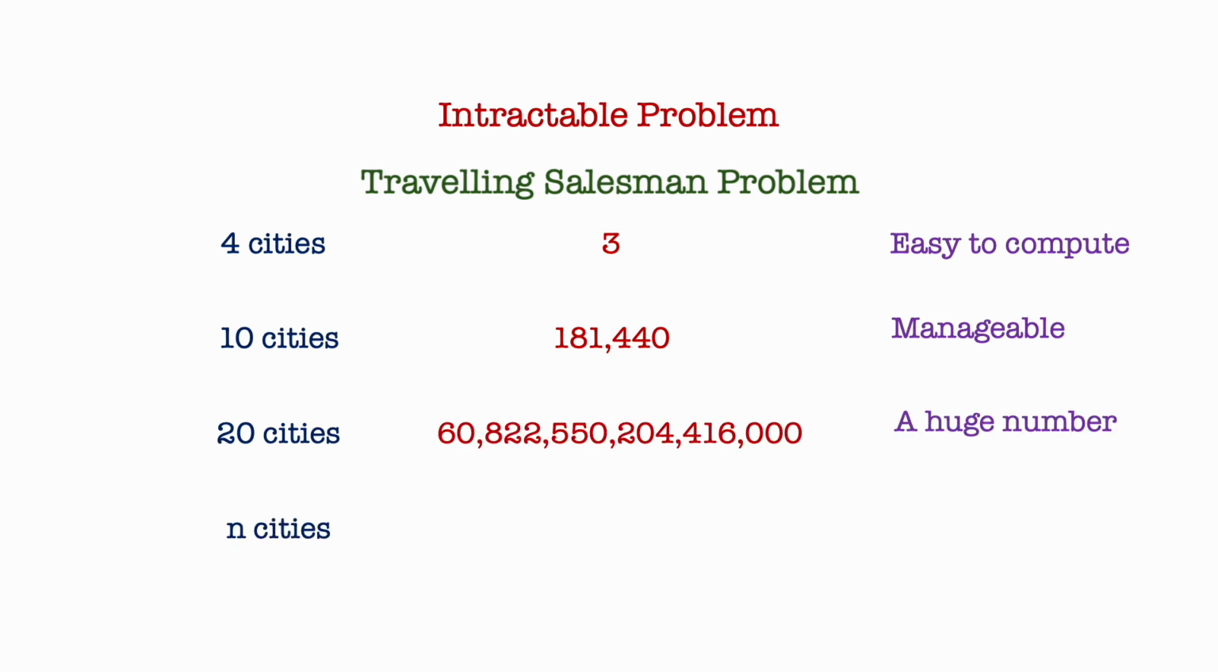However, for 20 cities, the possible routes are a huge number, right? The number of possible routes in the case of n cities is (n minus 1) factorial divided by 2. Therefore, we can say the time complexity of the problem is order of n factorial. This is worse than exponential. Even the fastest computers can't go through all possibilities when n is large. Let us see the categorization of intractable problems.